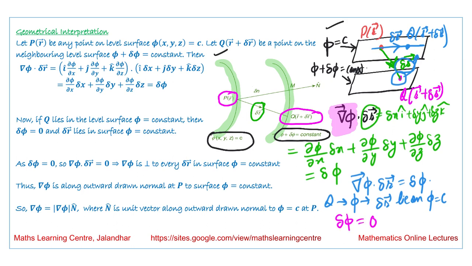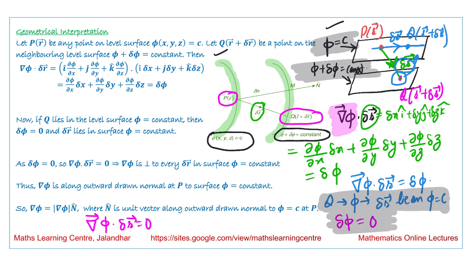Look at this value. We are talking about two surfaces. One is phi is equal to c, second is phi plus delta phi is constant. So delta phi is equal to 0 when this point Q lies on the surface phi is equal to c. In that particular case, we obtain that delta vector phi dot delta r vector is equal to 0, and this implies that delta vector phi is perpendicular to delta r vector at the point P on the surface phi is equal to constant.